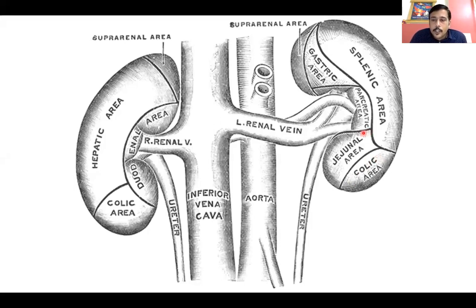And there is a jejunal area here, and there is a pancreatic area near the hilum where the tail of the pancreas is being related. And of course, you can see a triangular area just below the suprarenal gland where the stomach is being related. So if you remember the chapter of stomach, where the stomach bed is discussed as the posterior relation of the stomach, the posterior surface of the body of the stomach, there you can see the left suprarenal gland as well as the left kidney are mentioned under the stomach bed structures. So the gastric area here refers to the stomach.